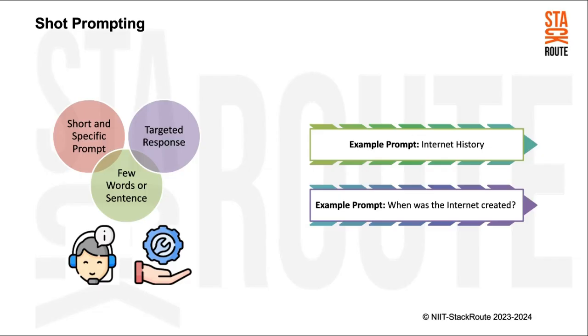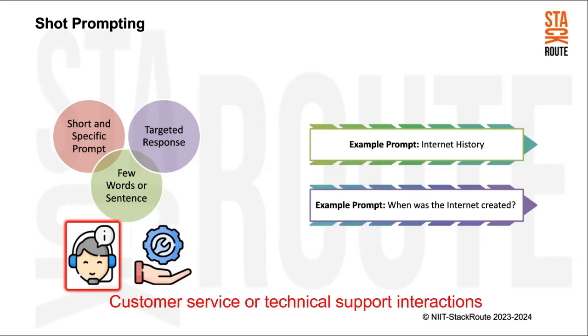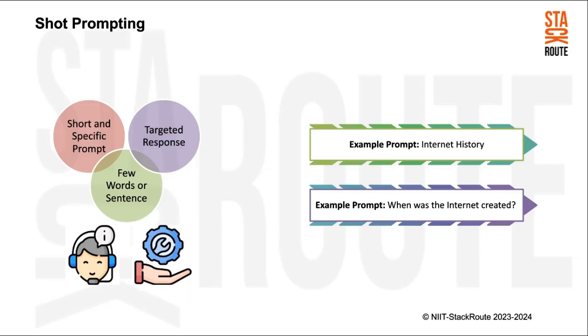It can be especially helpful in scenarios where you are seeking a specific answer or a piece of information, such as in customer service or technical support interactions. For example, instead of asking ChatGPT a broad question like, "Can you tell me about the history of the internet?" you might use a short prompt like "Internet history" or "When was the internet created?" to elicit a more focused response.